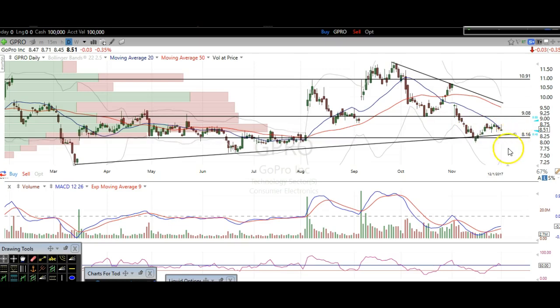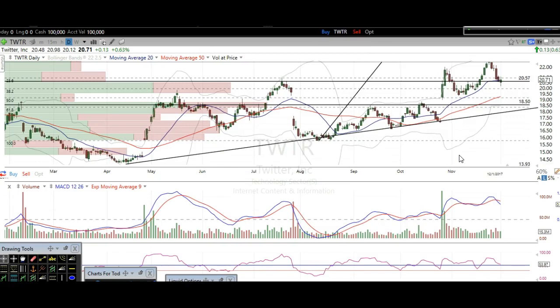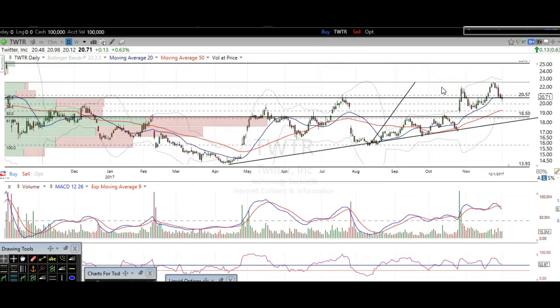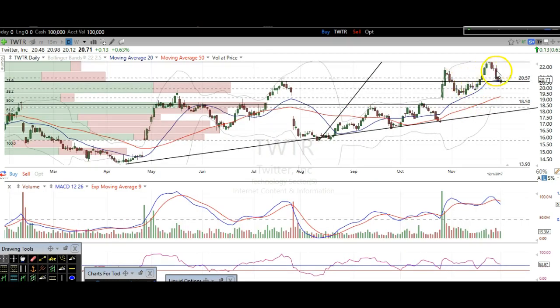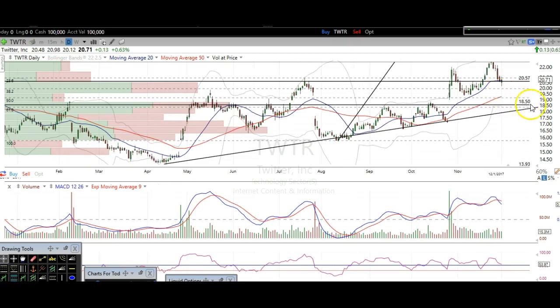So if we do head lower into about 816, 815, to me that's a buying opportunity, as I do think it's going to continue to get bounces. The next one is Twitter here, and Twitter is right here at this support level. You can see it was resistance there, here, and then we kind of messed with it a little bit here, and then you can see it was resistance there, and we're coming into that level. So we can definitely get a bounce here, but to me the best level to buy at is against 1850.